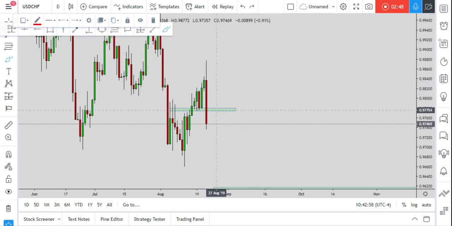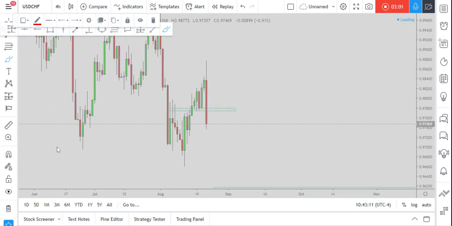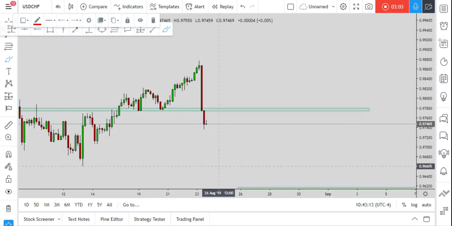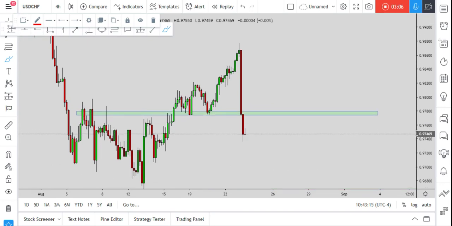So at the moment, this will be the resistance area that the market is supposed to respect if the market pulls back into this area, and then we can continue to the downside. So let's move to the 4 hours and see what kind of structure we have inside that area, to see what we can do to take this pair to the downside.